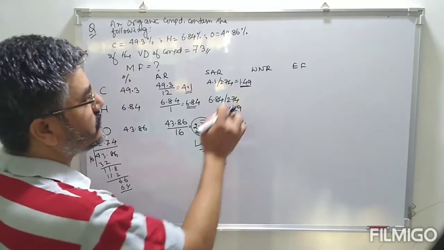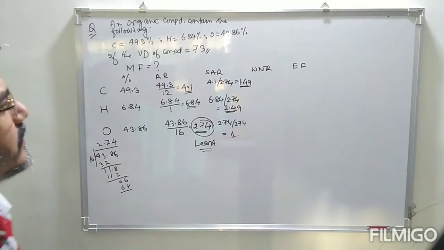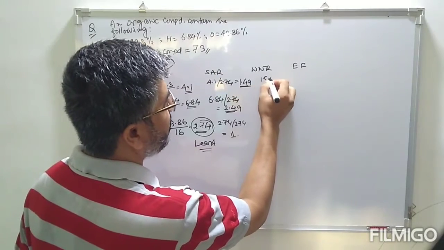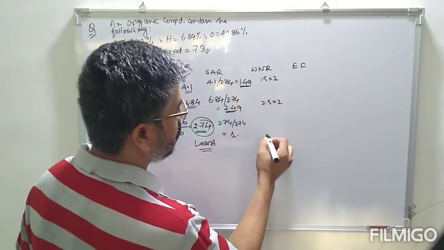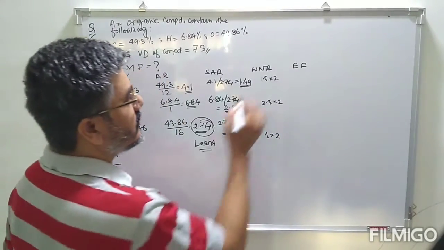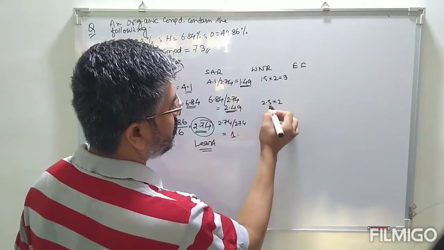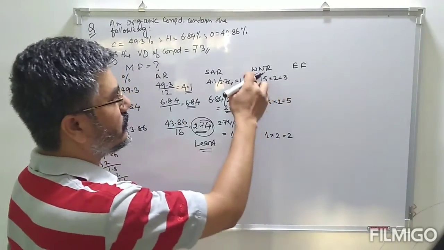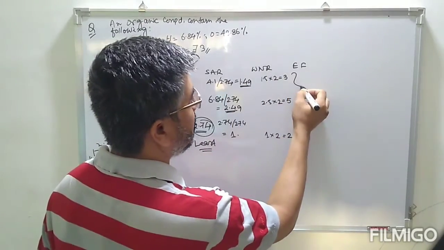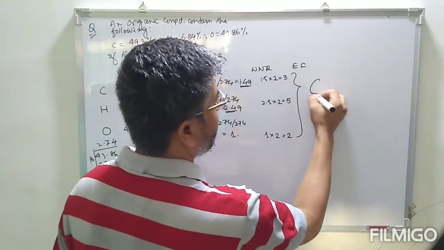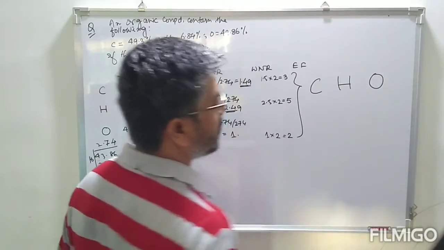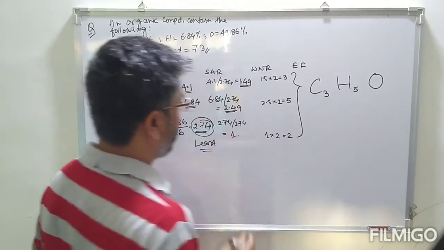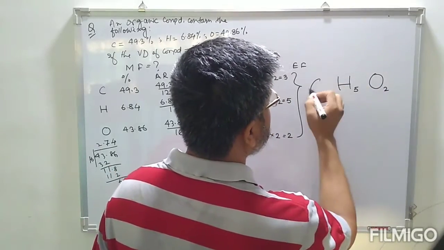This is 1. Now look at this, we have to convert this into whole numbers. So multiply these simple atomic ratios by 2. So 1.5 into 2 is 3, 2.5 into 2 is 5, 1 into 2 is 2. So we have this simple whole number ratio of carbon, hydrogen and oxygen. Therefore the empirical formula has carbon 3, hydrogen 5, oxygen 2: C3H5O2. This is the empirical formula.